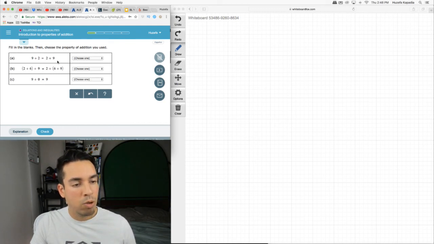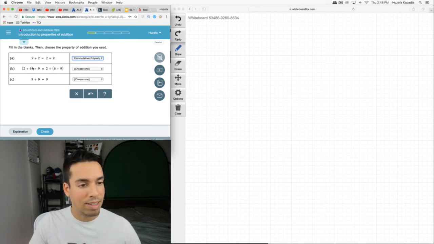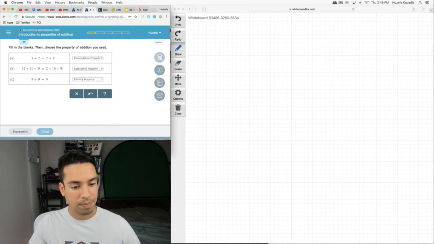So when we've moved around the order, it's again an expression of the commutative property. When we've manipulated the parentheses and left everything else the same, it's the associative property. And here, again, any number plus 0 is itself. That is the identity property.